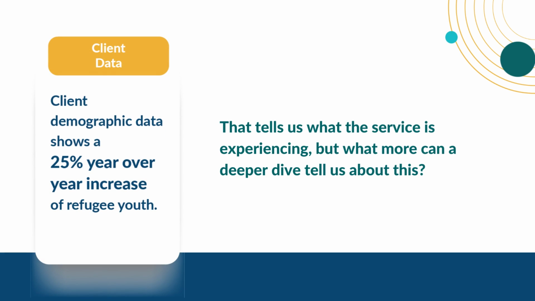So first, there's client data. If the Red Door Youth Shelter has access to a CRM, and they keep their records updated, they'll have client demographic data that shows a 25% year-over-year increase of refugee youth coming to the emergency shelter. That tells us specifically what the service is experiencing, but what information is available to suggest that isn't a blip, or that this is just a one-time experience of a particular provider.